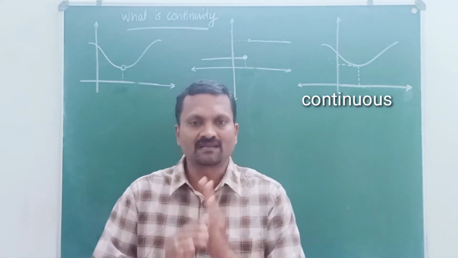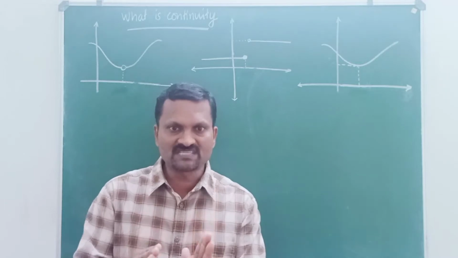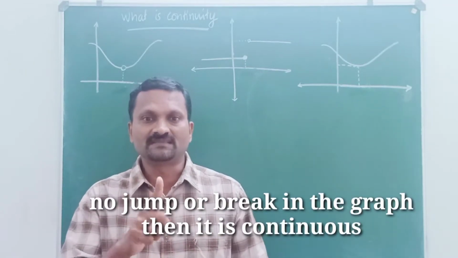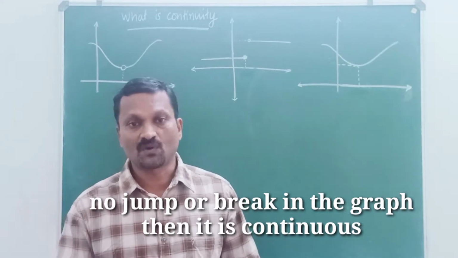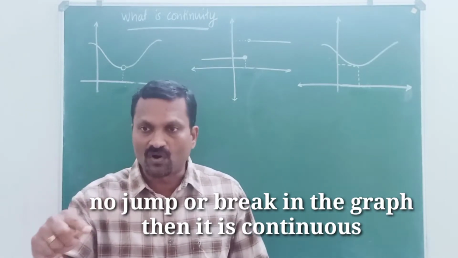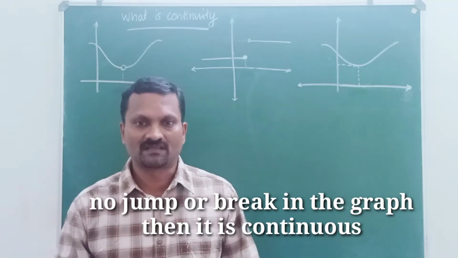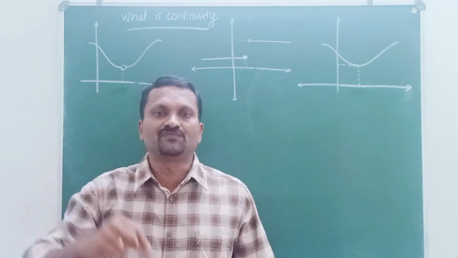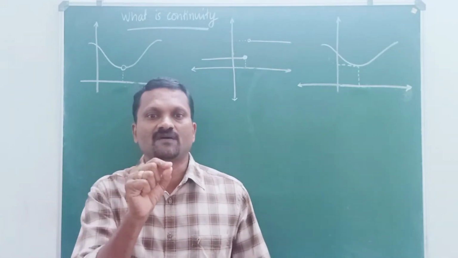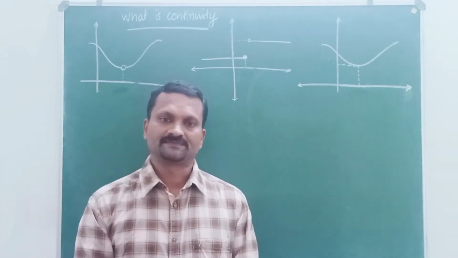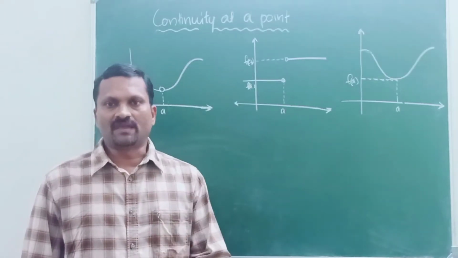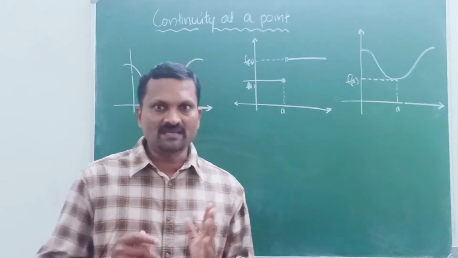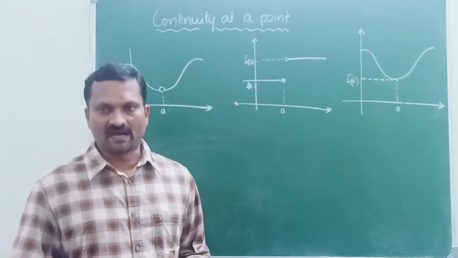From this we conclude that continuous means there is no jump or break in the graph. Continuous is always a smooth curve. That means we can draw the graph without lifting the pen. Such a graph shows continuity. To derive a formula for continuity at a point, we go deeper through the graphs.